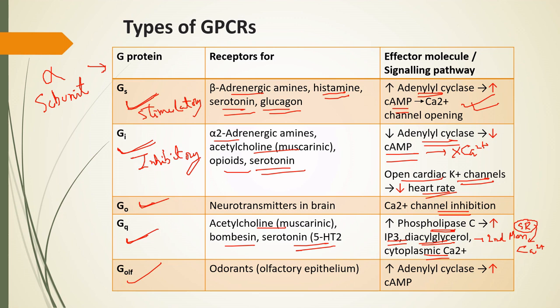Golf, or the G olfactory, is mostly found in the olfactory epithelium. They are odorant kind of receptors. And this is also a stimulatory kind of receptor because it increases the level of adenylyl cyclase and finally the level of cyclic AMP.